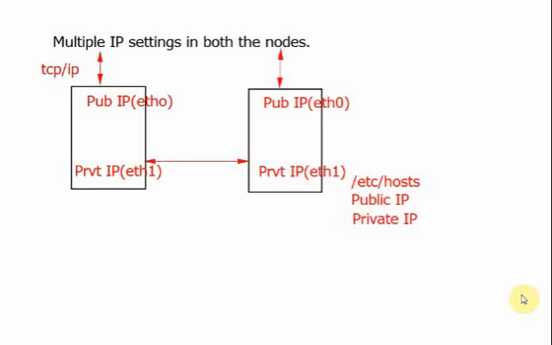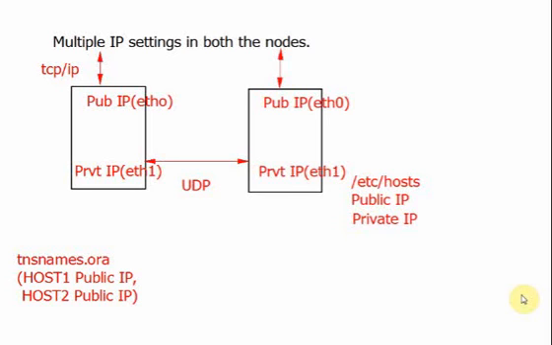So we basically have two nodes, and in terms of the client machine, in the client tnsnames.ora, we put in the address column the host 1 public IP and host 2 public IP. So the client goes to host 1, and the client finds out the particular information about the host IP and the listener running.